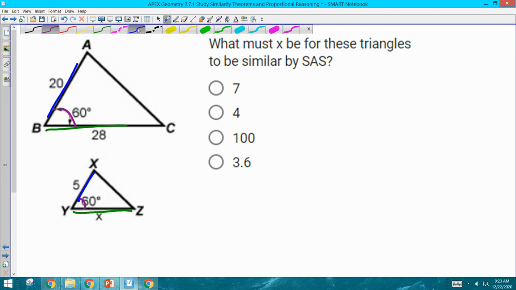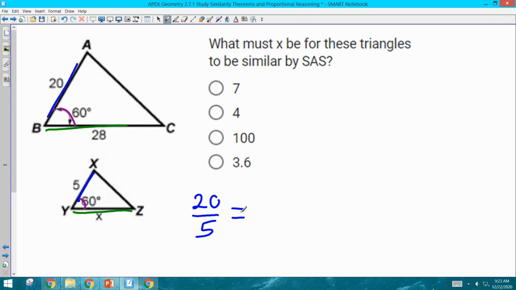So the way we're going to set this up is 20 over 5 equals, and then on the side, the triangle with 20 is 28, so that's going on top, and X is with the triangle with the 5. All right, so I'm going to cross multiply here and solve this.